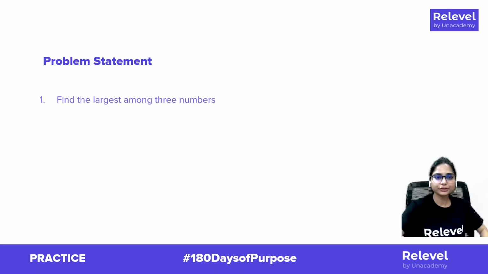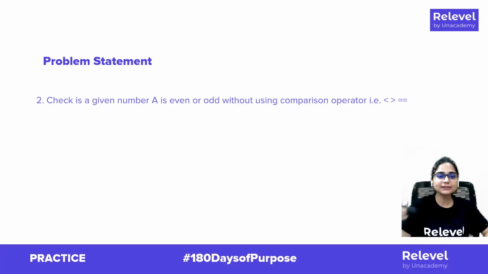Now let us look into the next question. So the next one is check if a given number is even or odd without using comparison operators. So what are comparison operators? Which we use in order to compare if they both are equal or if some value is greater or if some value is less than the other. For all those scenarios, we are going to use comparison operators.